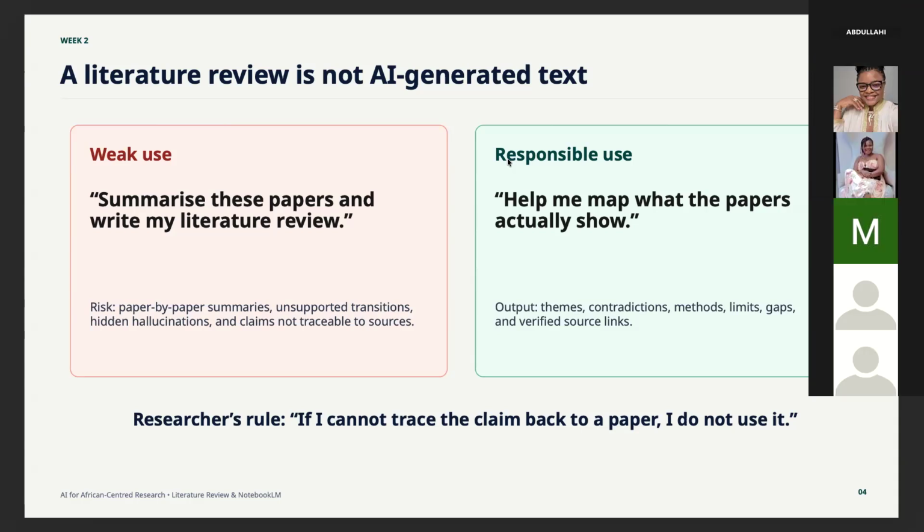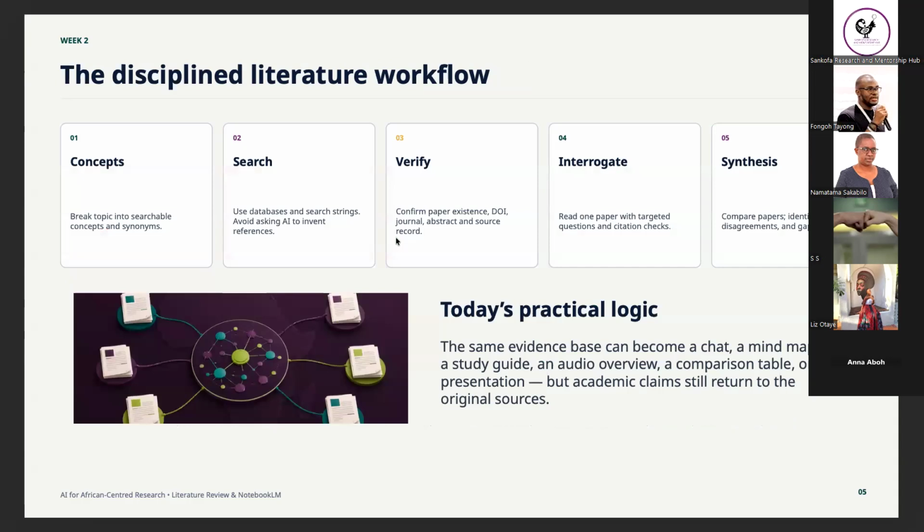Do not use it because AI is definitely going to hallucinate a couple of times. So this is the discipline literature review workflow. You get the concept, you search, you verify, you interrogate, and you have synthesis. I'm going to go a bit fast so that we can go to practicals.